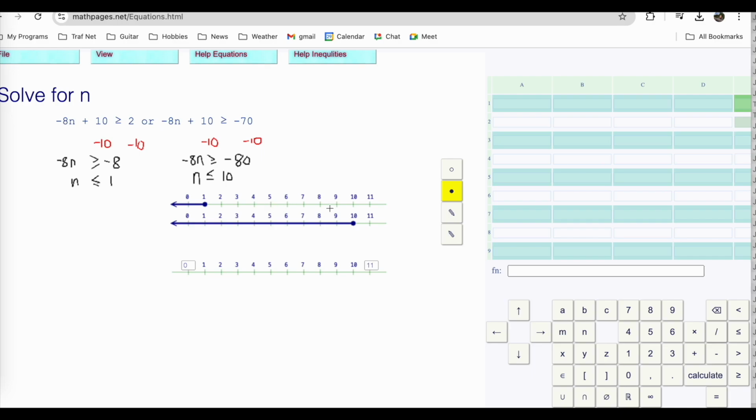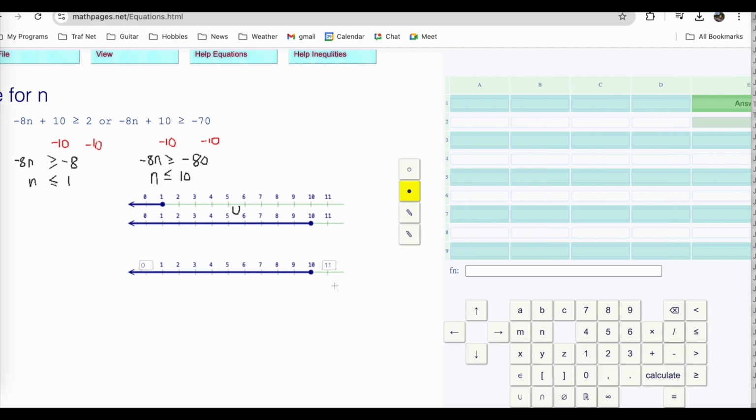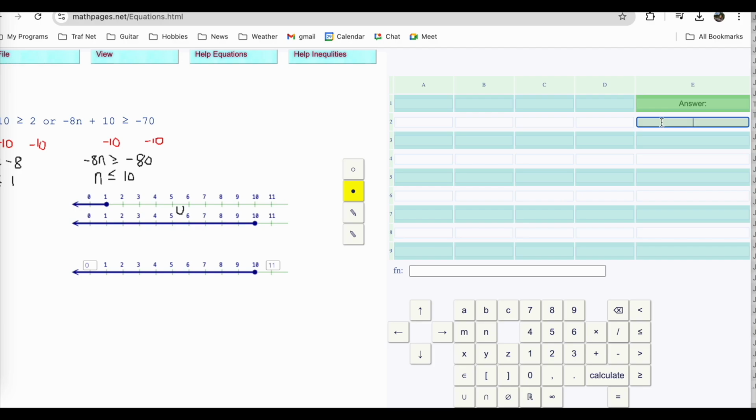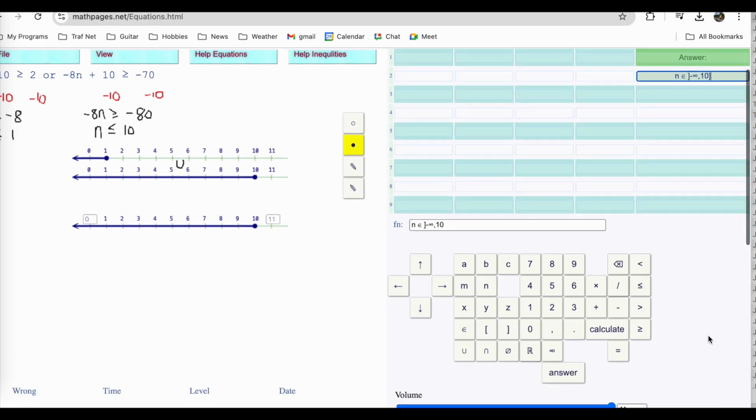If we union them, if we put them together, remember we're doing union, we're going to get from 10 to negative infinity, like this. Our interval is n is a member of negative infinity to 10, accept bracket on the 10. N is a member of reject bracket on negative infinity, all the way up to 10, accept bracket on the 10, and then we press answer to see if we're right.